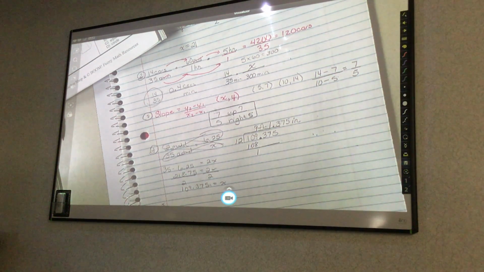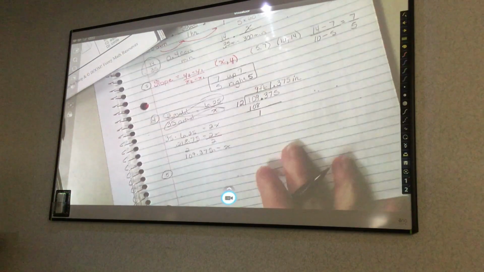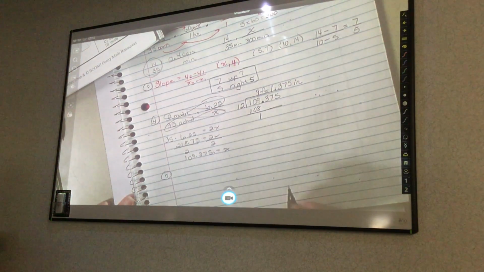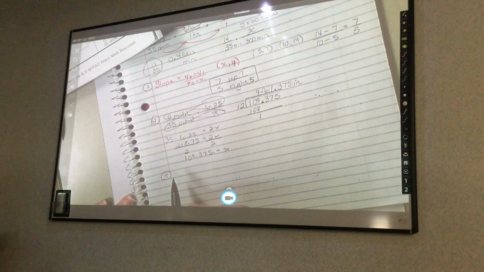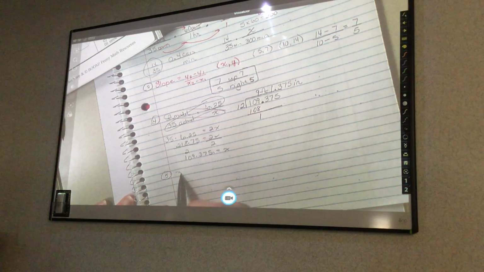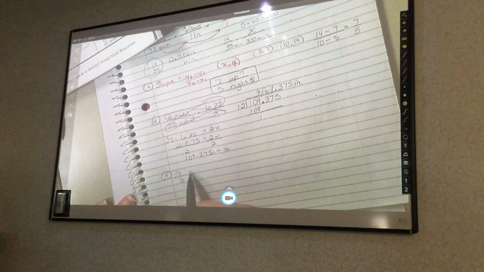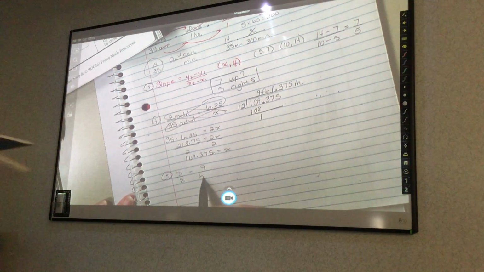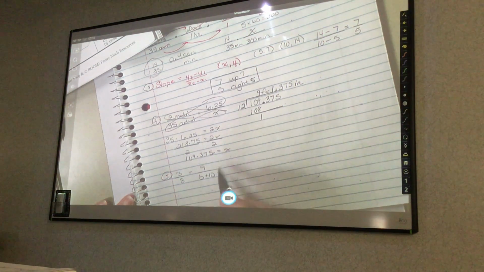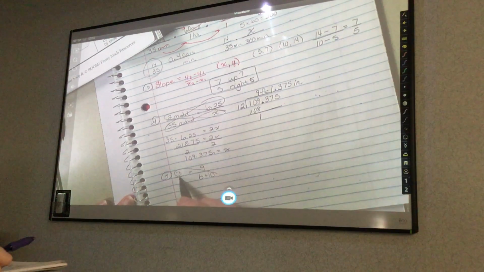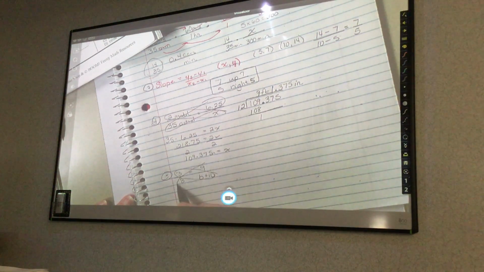Number 5. You should underline in the story problem that it's a proportional equation. So I have 3/8 equals 9 over b plus 10. How do I solve it? What is this? Cross multiplication.